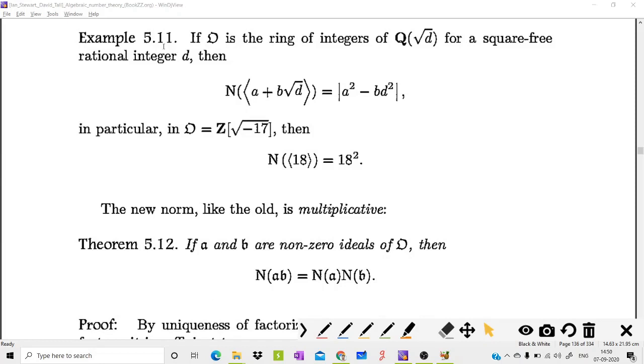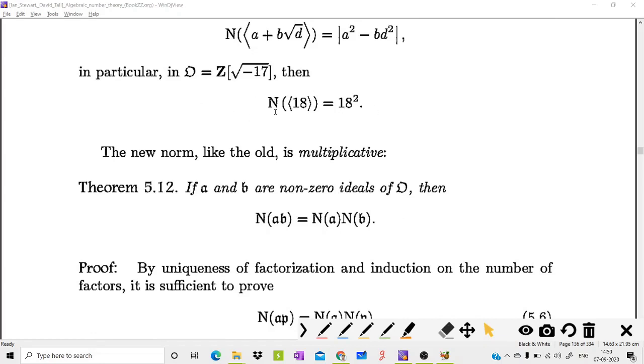Now we have example 5.11, where we consider Q of root D as the number field and O is the ring of integers of that. Then the norm of a plus b root d is equal to a square minus d b square. So the norm of 18 can be written as 18 squared. So we can also think that this norm is multiplicative as well.